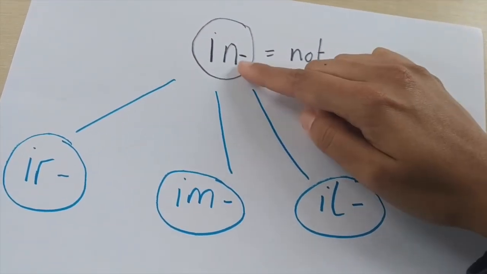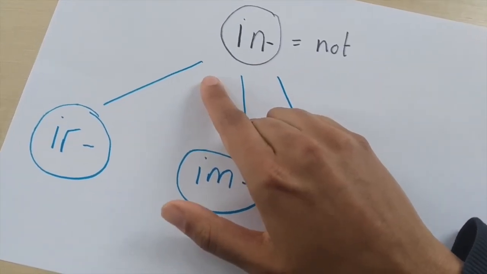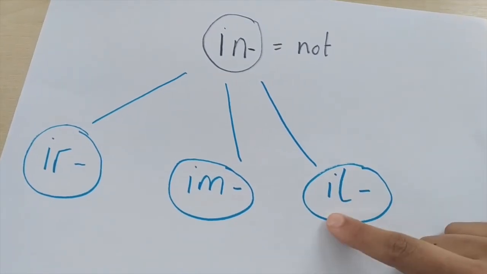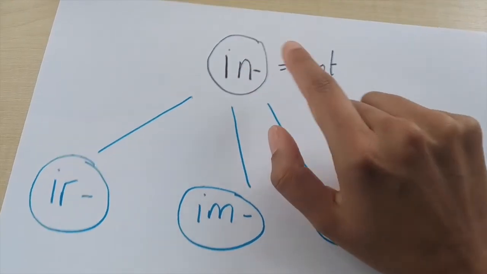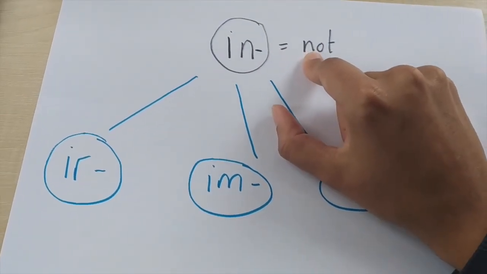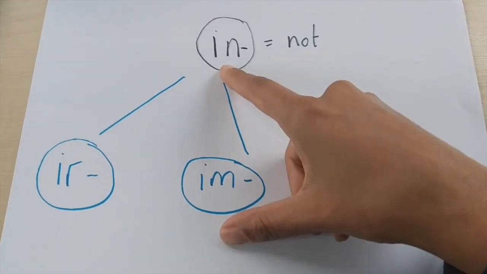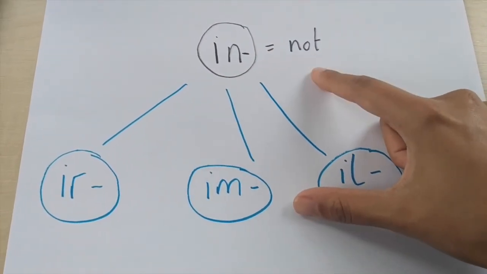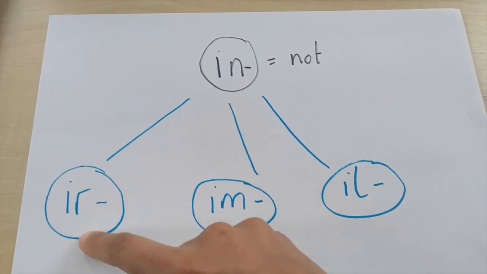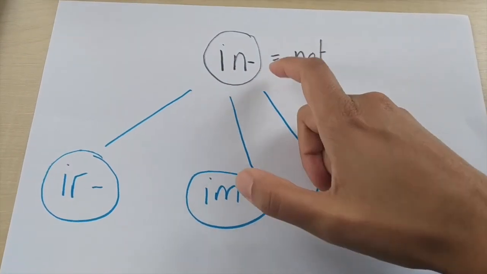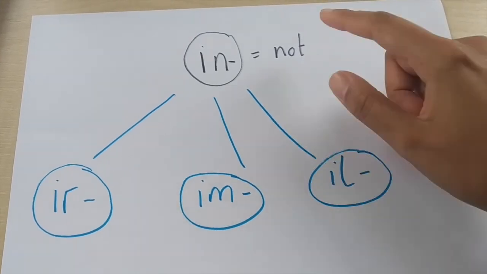So you know that il connects to in, im connects to in, and ir connects to in. That means every time you see the prefix il, you should think, oh, that comes from in, which means not. Every time you see the prefix im, you should think, oh, that comes from in, which means not. And the same, every time you see the prefix ir, that comes from in, which means not. So you just need to remember that these relate together, and you need to remember the meaning.